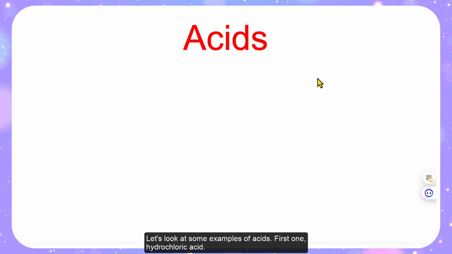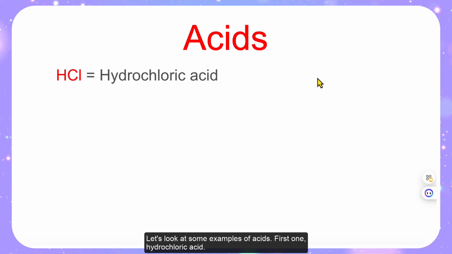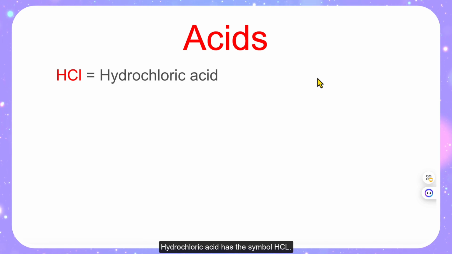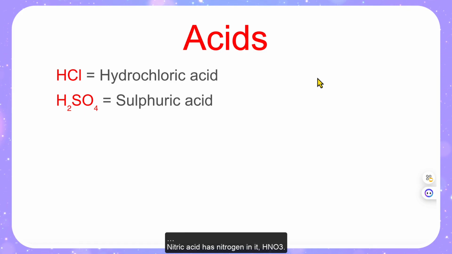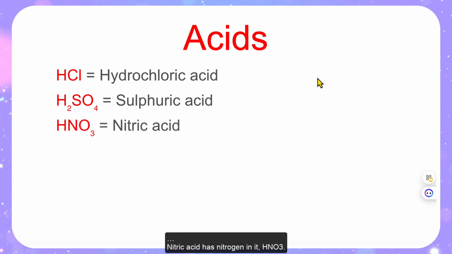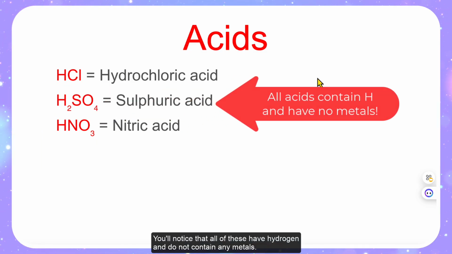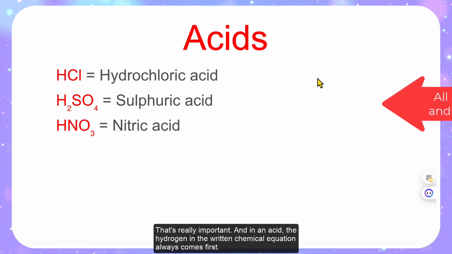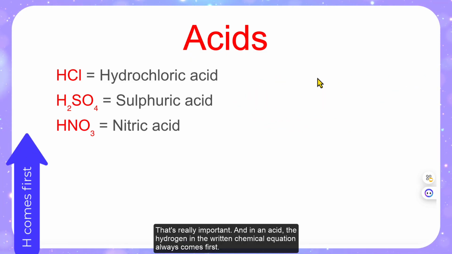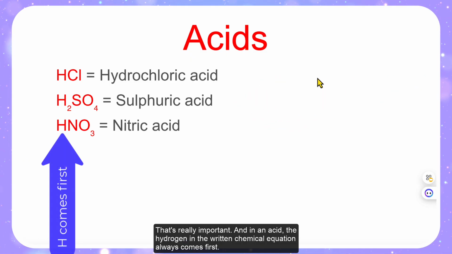Let's look at some examples of acids. First one, hydrochloric acid. Hydrochloric acid has the symbol HCl. Sulfuric acid has sulfur in it. The equation is H2SO4. Nitric acid has nitrogen in it, HNO3. You'll notice that all of these have hydrogen and do not contain any metals. That's really important. And in an acid, the hydrogen in the written chemical equation always comes first.